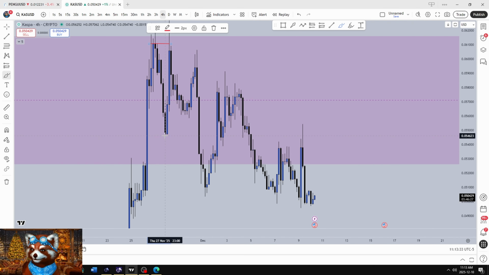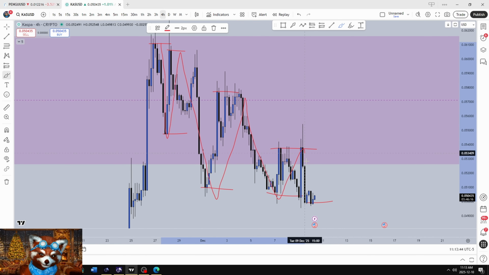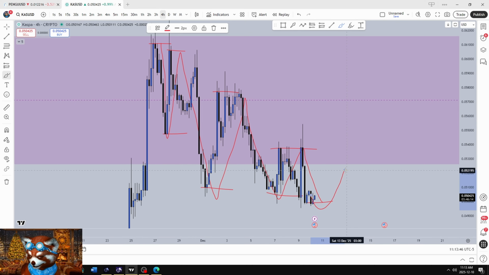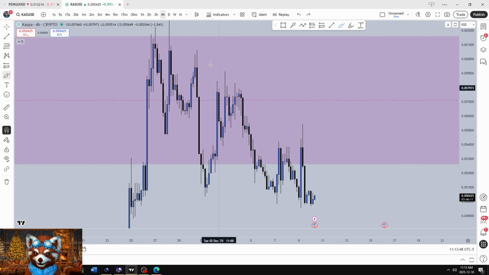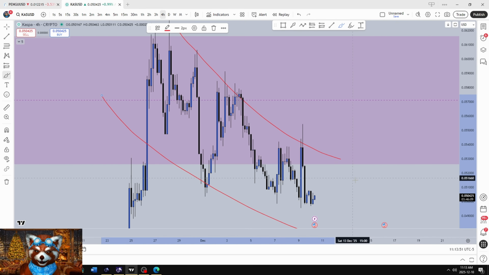From the highs, we have a lower low, lower high, lower low, lower high, lower low, lower high, pretty much equal highs actually, and then a lower low, right? So we have this bearish trend to the downside. I think all of us can see that, right? We have this trending channel to the downside.